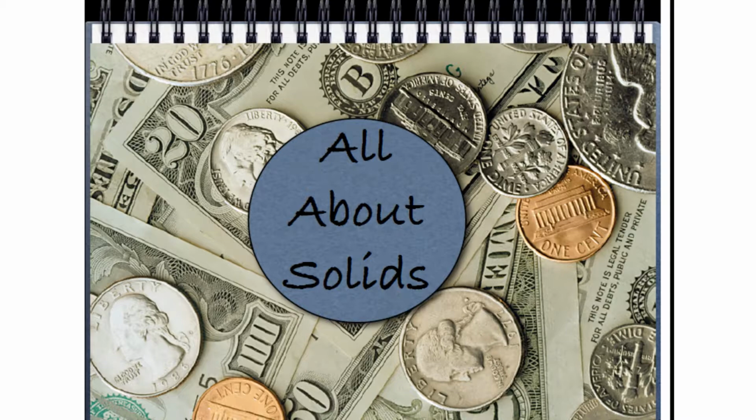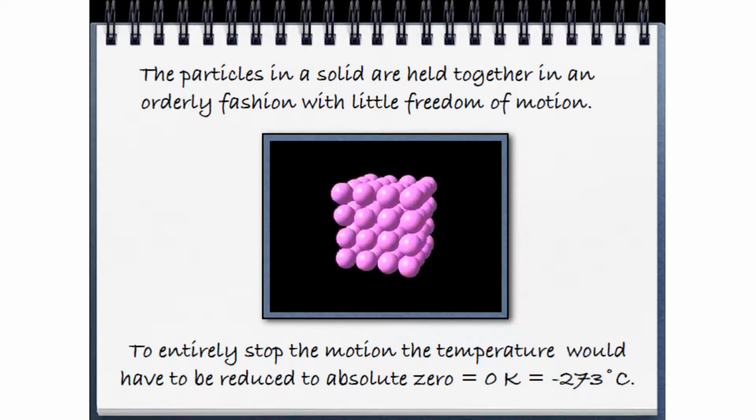First, we will talk all about solids. The particles in a solid are held together in an orderly fashion with little freedom of motion. To entirely stop the motion, the temperature would have to be reduced to absolute zero, which is 0 Kelvin, which is also negative 273 degrees Celsius.